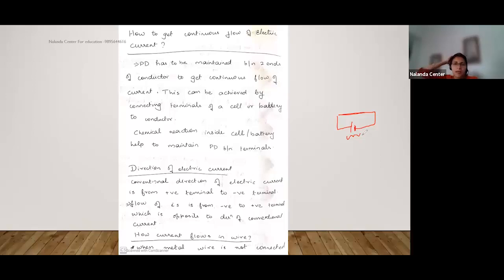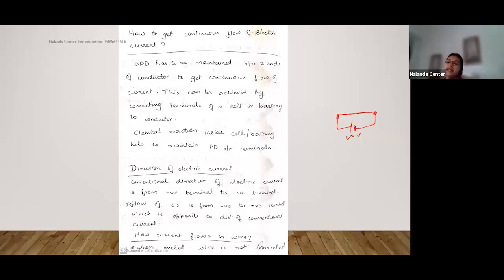There will be some chemical reactions happening inside the cell or battery to ensure that the two points of the conductor are kept at different potentials, which will ensure that there is always a flow of current. So the most important point: how do we ensure continuous flow of electric current? We have to maintain two different points at different potentials. There should be a potential difference. To make sure that a continuous potential difference is there, they have to be attached to a cell or battery. How does a cell or battery ensure that? Chemical reactions inside the cell or battery make sure that both locations are at different potentials.